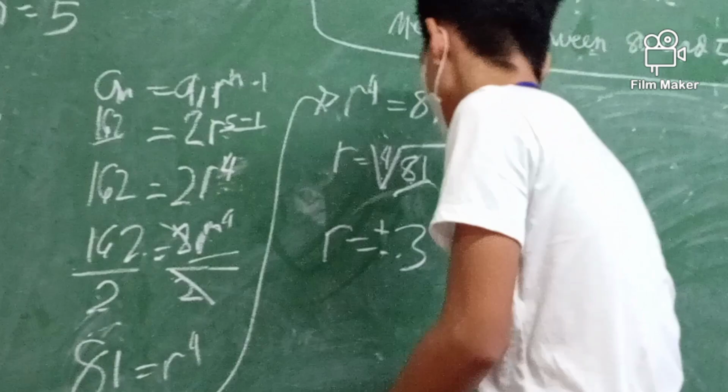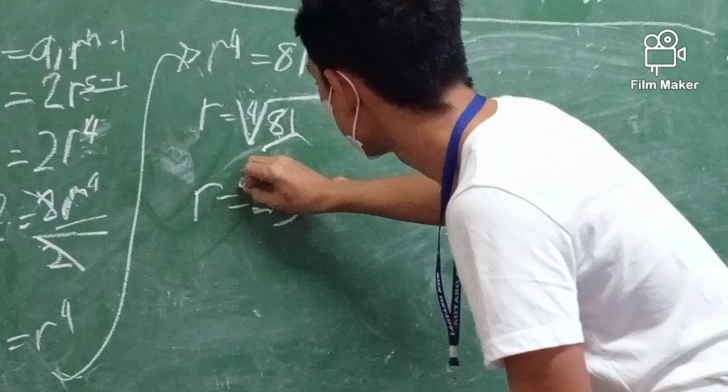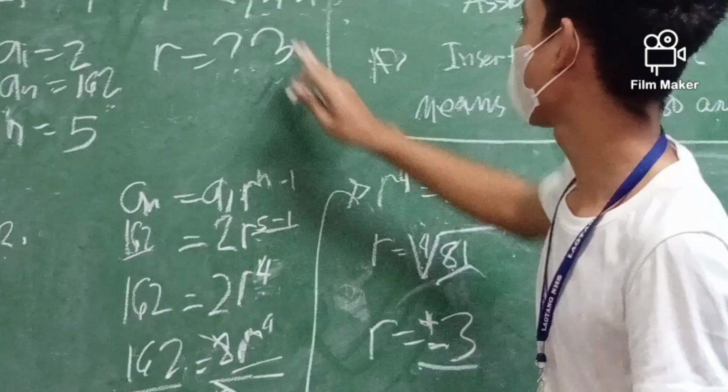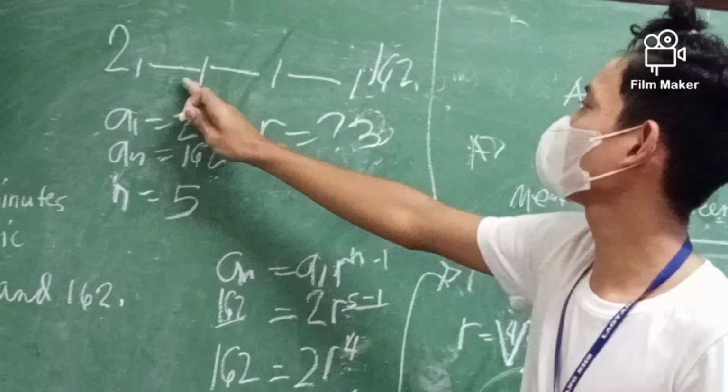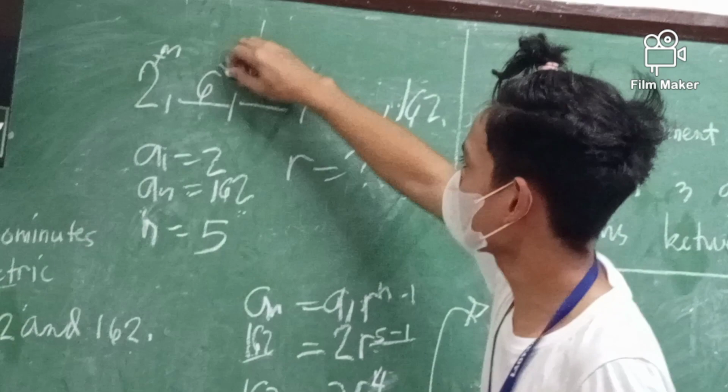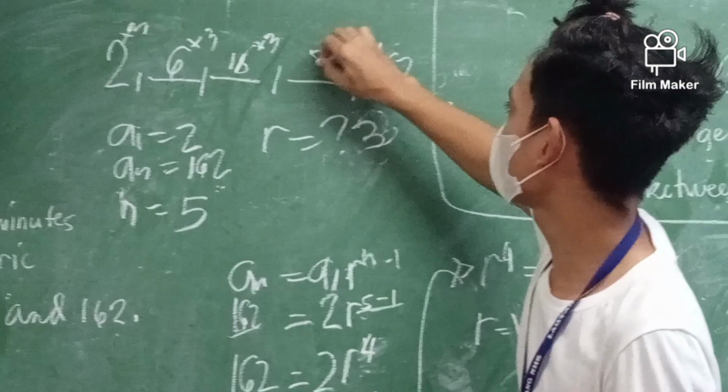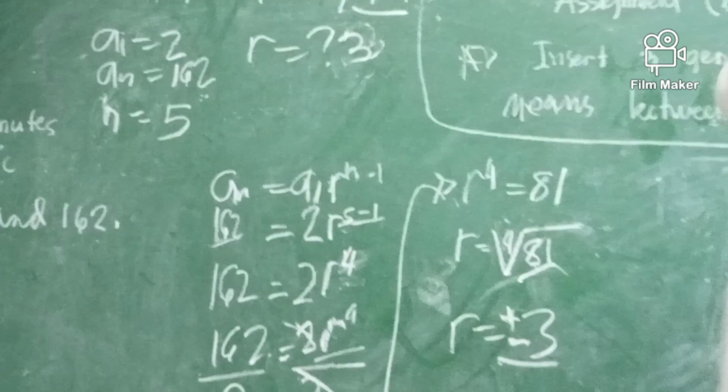So, this is the one, the R. Manage ng R, so common ratio, times niya rin. So, 2 times 3, 6 times 3, 18 times 3, 54 times 3, 162.